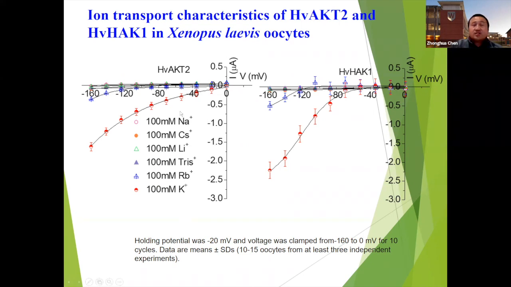Here is just showing the selectivity. So both the ion channel and transporter are selective to potassium over other ions, over sodium, cesium, lithium, or rubidium. Rubidium has some conductivity, and HvAKT2 actually is very weakly voltage dependent, and the current isn't very high.